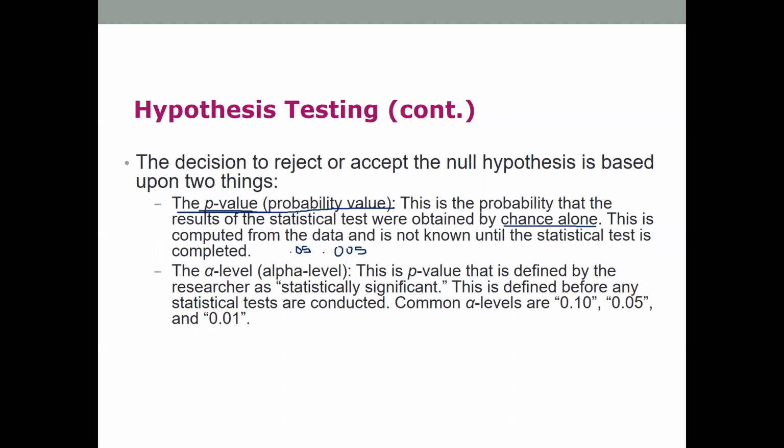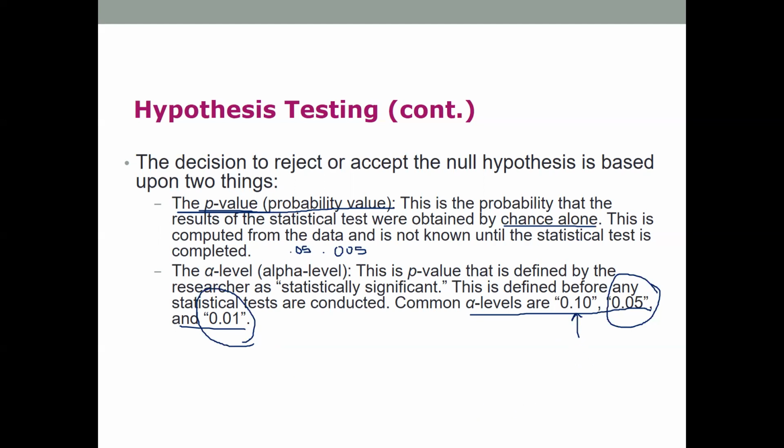The alpha level is the p-value that is defined by the researchers as statistically significant, and this is defined before any statistical tests are conducted. Alpha levels are often 0.1, 0.05, or 0.01, depending on how much we are willing to let chance alone determine the outcome. I would say in many of the studies, you're going to see this p-value of 0.05, but in some healthcare studies, you're looking for something a little more specific, and it might be 0.01. I don't see 0.1 too often in healthcare literature.